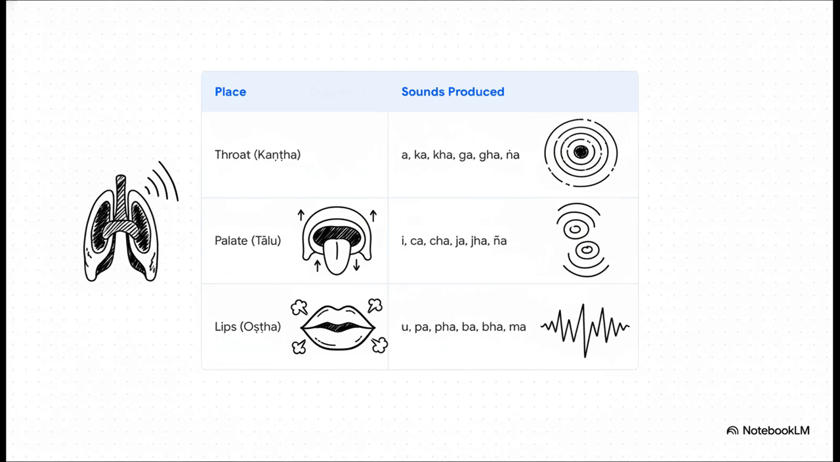Let's start with the throat, the kanta. That's where you make the ka sounds. Go on, say it. Ka, kha, ga. You feel that? Right at the back of your throat.